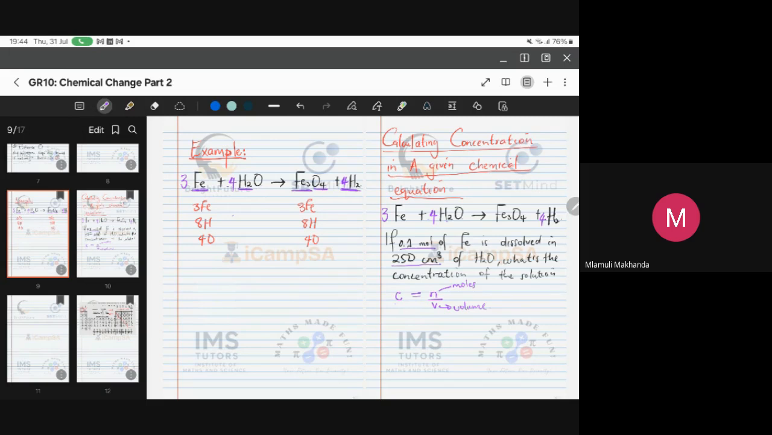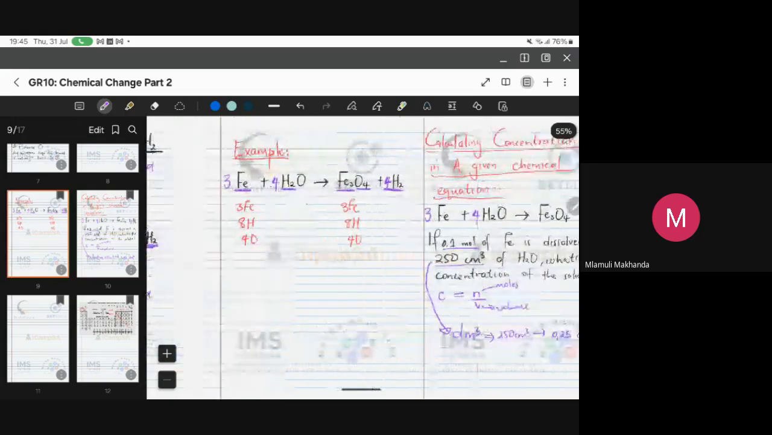We know that our number of moles is given in this problem, and we're also given volume. So, lucky for us, this was a straightforward problem. However, always make sure that this guy is converted to cubic decimeters. Always. Don't just take it as is. So to convert 250 to cubic decimeters, we simply divide by 1,000 and we will get 0.25 dm3.